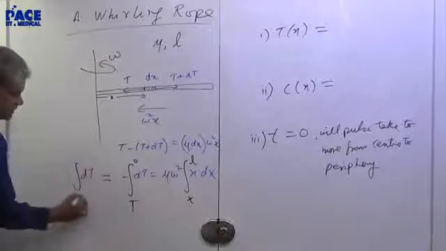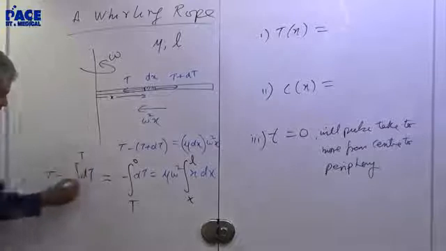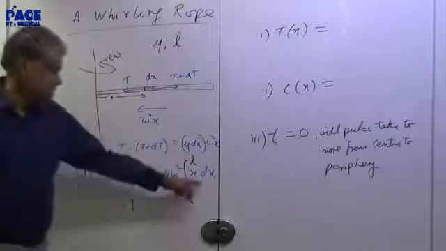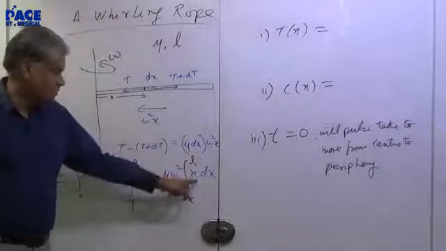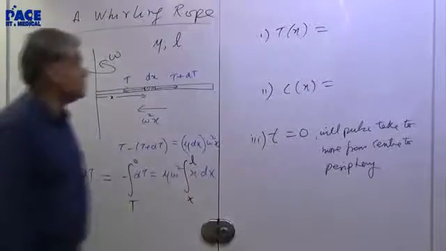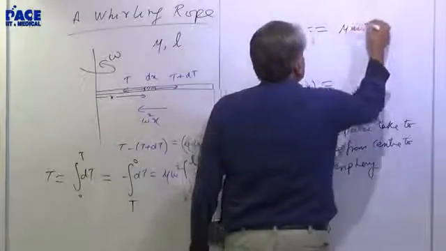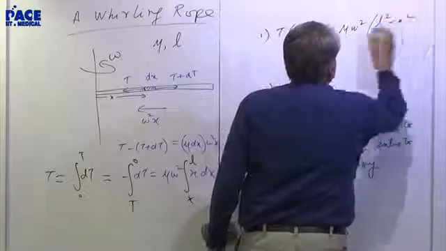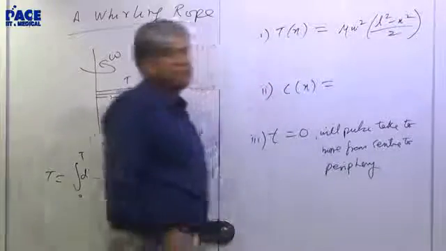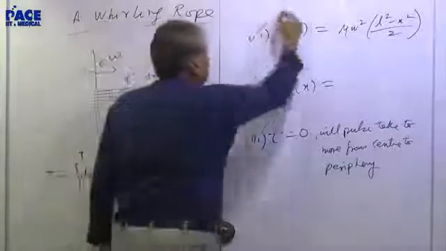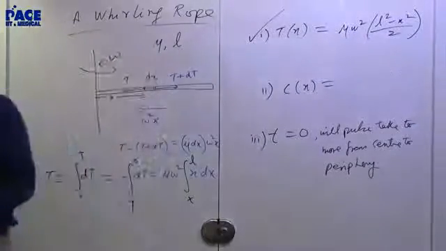So this will be integral dT from 0 to T, which will be T. So what is T? This is mu omega square x square by 2, so mu omega square (L square minus x square) by 2. Is it okay? That's the first one, tension at distance x.